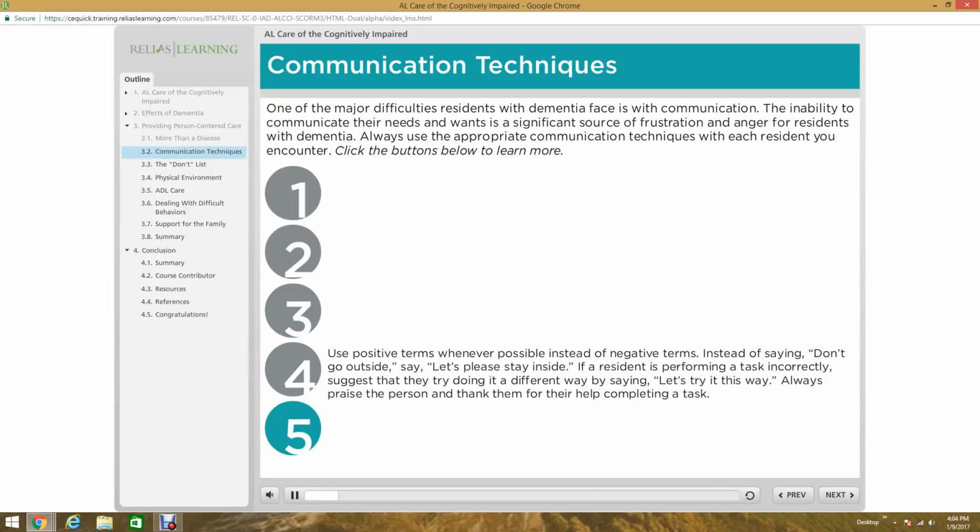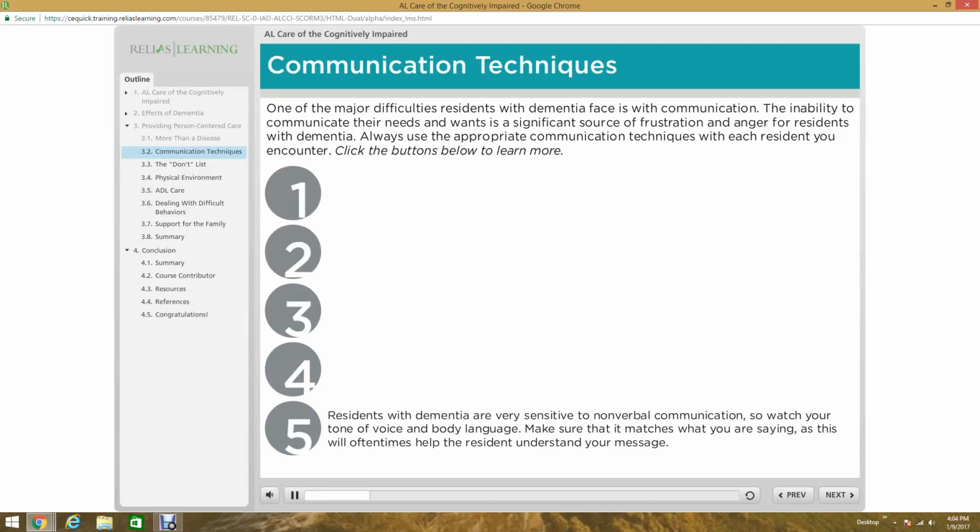Use positive terms whenever possible instead of negative terms. Instead of saying, "Don't go outside," say, "Let's please stay inside." If a resident is performing a task incorrectly, suggest that they try doing it a different way by saying, "Let's try it this way." Always praise the person and thank them for their help completing a task. Residents with dementia are very sensitive to nonverbal communication. So watch your tone of voice and body language. Make sure that it matches what you are saying, as this will oftentimes help the resident understand your message.